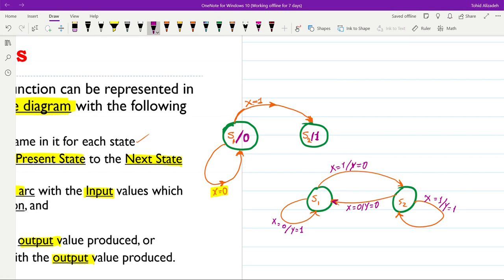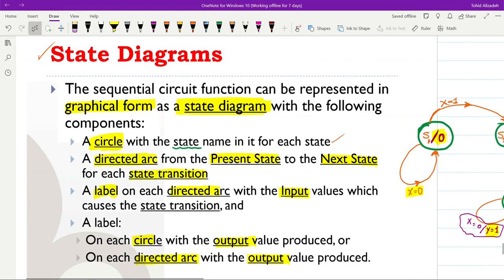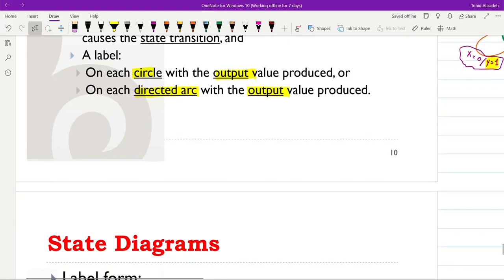But if x is equal to 0, the output will be equal to 0 and we switch to state number 1. So you see that depending on whether the output depends on the state only or on the state and the input, we determine the output value on the directed arc or inside the state. Those are the main elements that we have for the state diagrams.